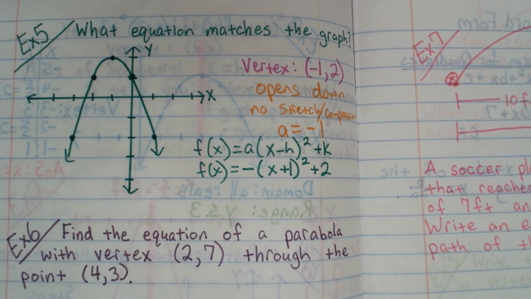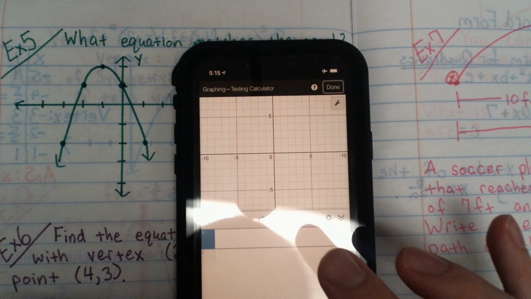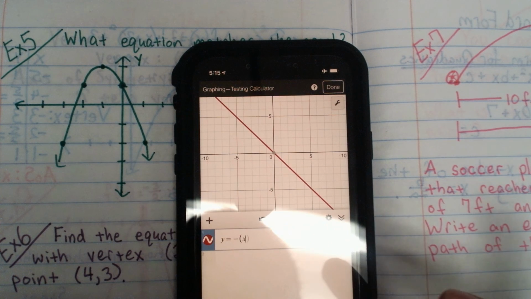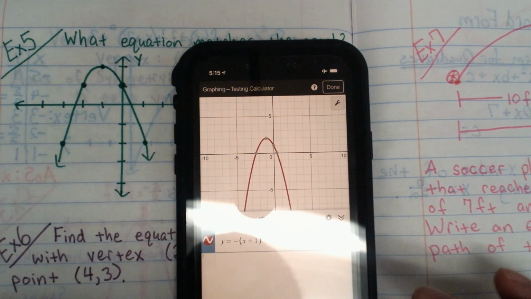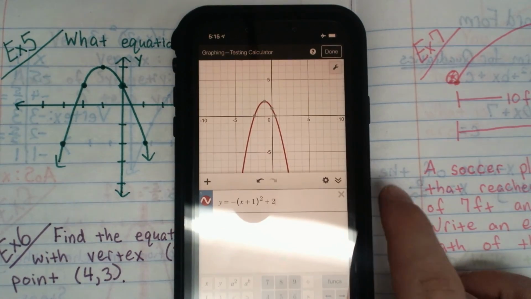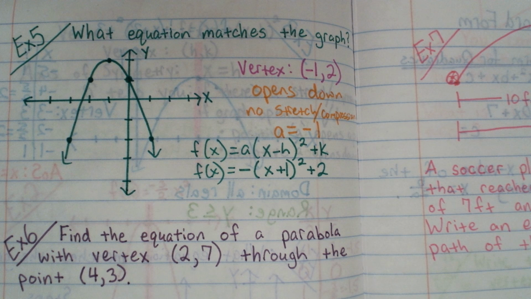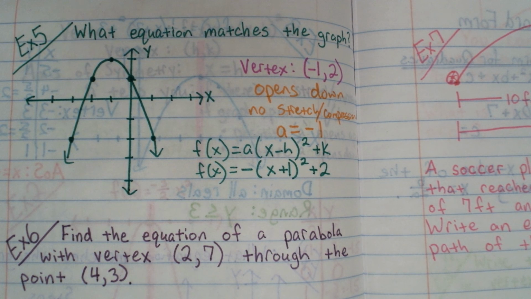And then again on the Desmos calculator, y equals negative quantity x plus 1 closed quantity squared plus 2. Vertex, it's a maximum in the second quadrant. So it looks good to me. And I think that should do us for today. We'll finish up this section in our next video.